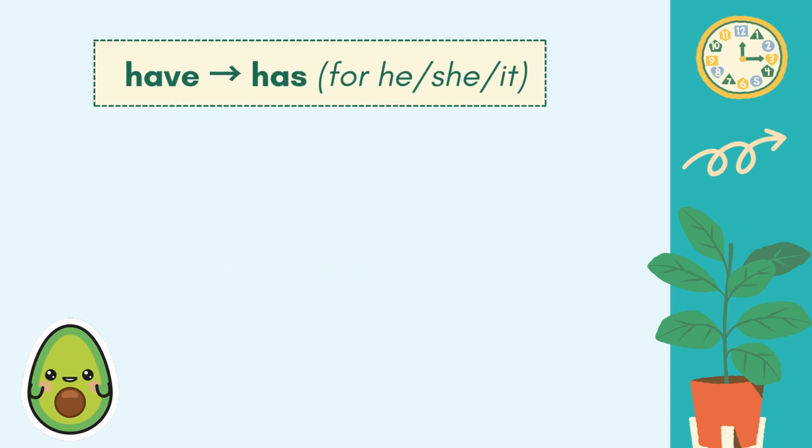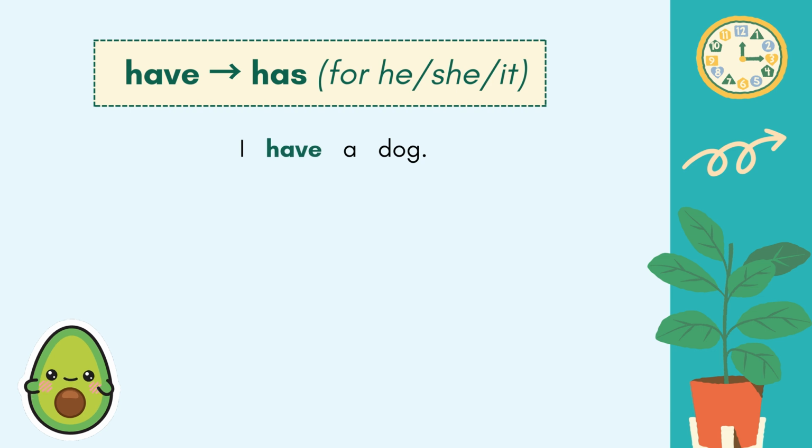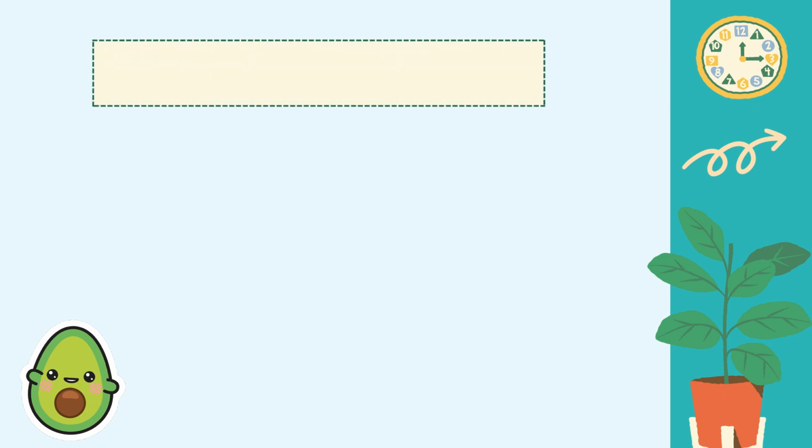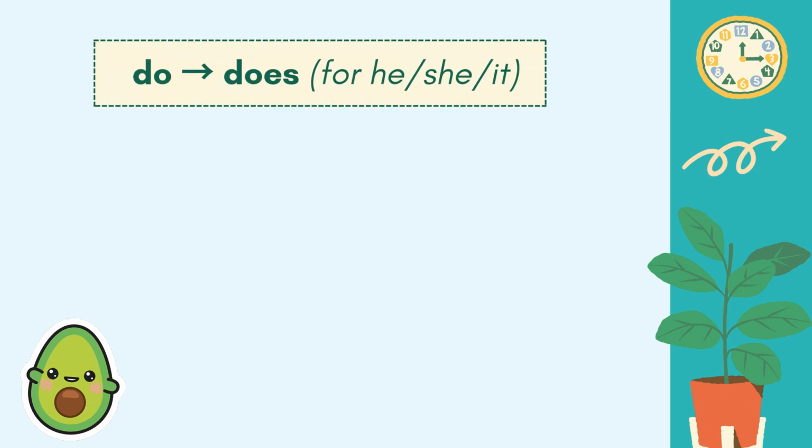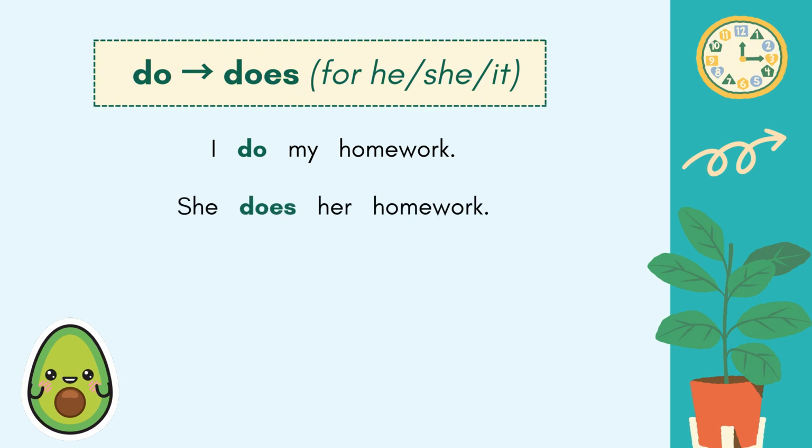The verb have becomes has for he, she, it. Examples: I have a dog. He has a cat. And the verb do becomes does for he, she, it. Examples: I do my homework. She does her homework.